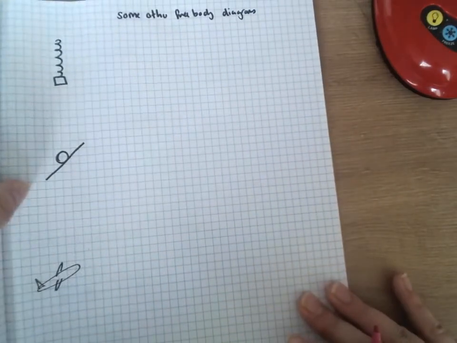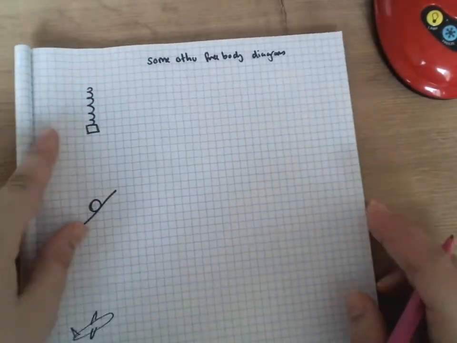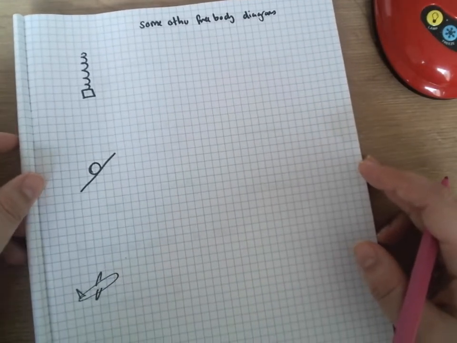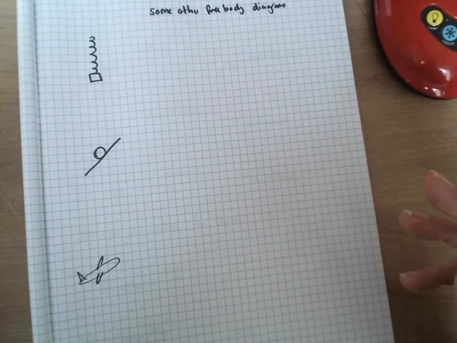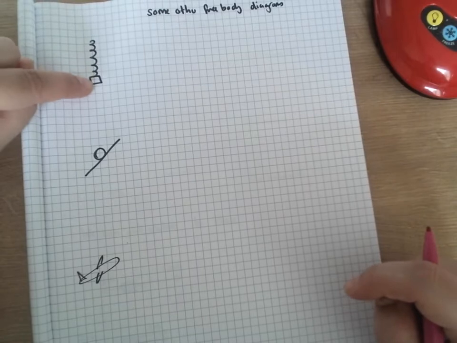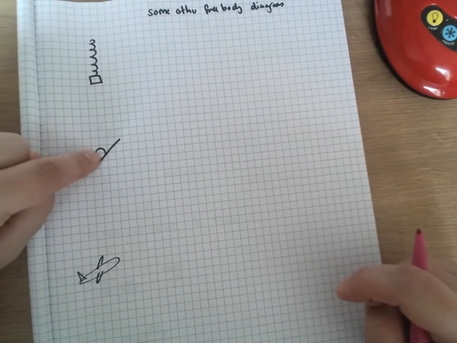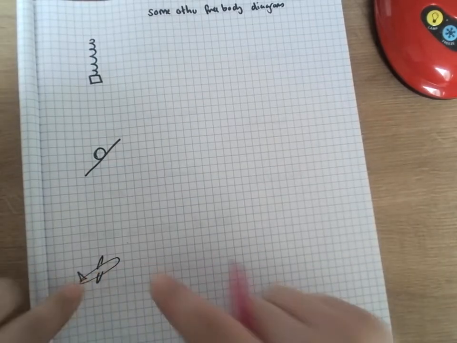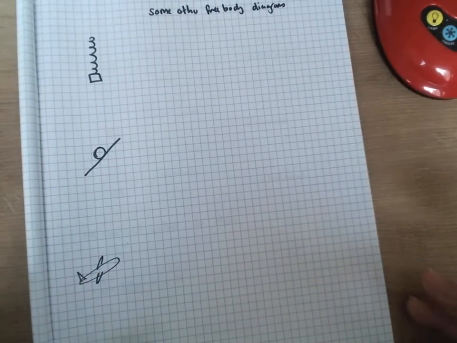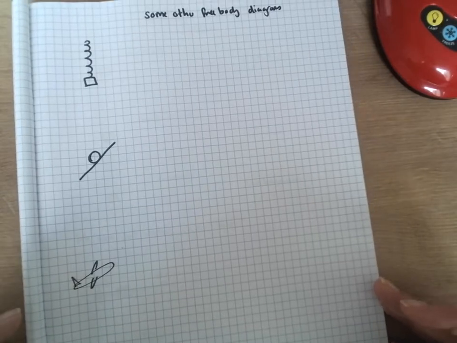Now, there are some other different free body diagrams as well, just a few others to have a little go at practicing. So have a little pause, see if you can draw them yourself. I've got a mass and a spring, so the mass is pulling down on the spring. I've got a ball rolling down a ramp, and I've got a plane taking off. So again, have a think how you could draw these ones.